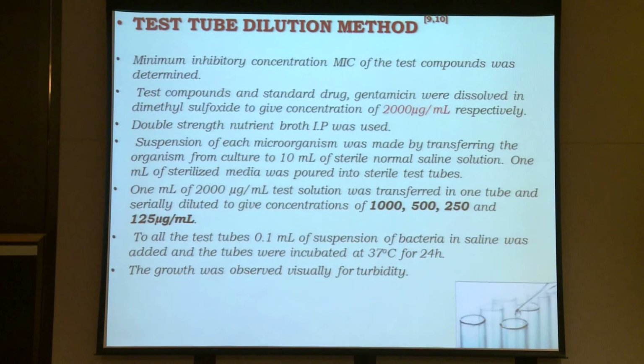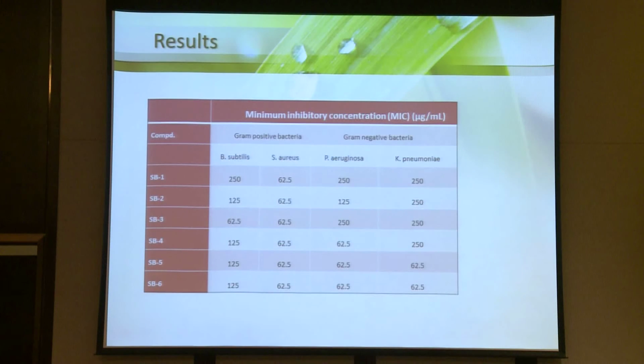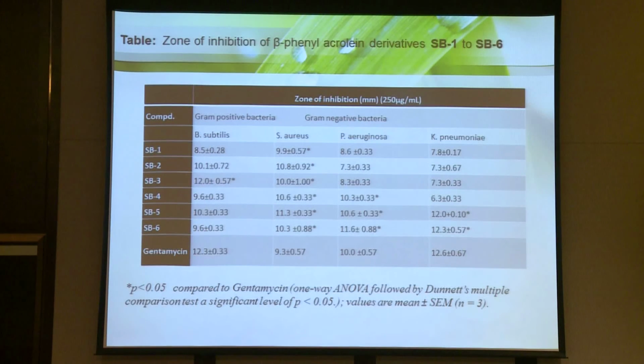Then I have gone for the test tube dilution method and the disk diffusion method. So I made a stock solution of 2000 microgram per ml, diluted to 1500, 250 and 125. And I added my bacterial suspension, incubated at 37 degrees for 24 hours, and the growth of the bacteria was checked. Then I selected the minimum concentration and went for the disk diffusion method to find the zone of inhibition. This is the data for the MIC, minimum inhibitory concentration, and this is the data for the zone of inhibition.